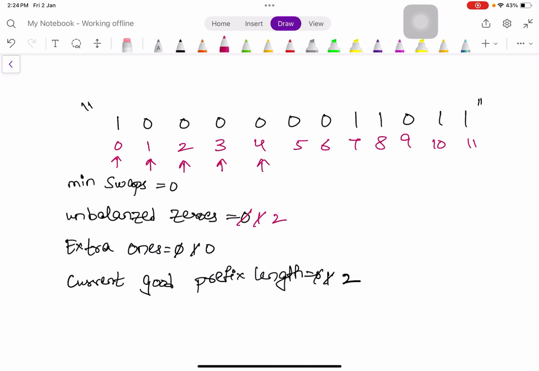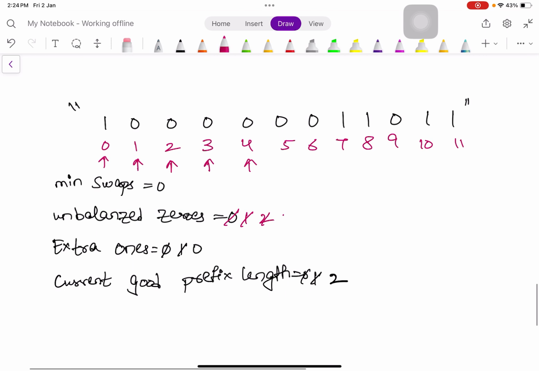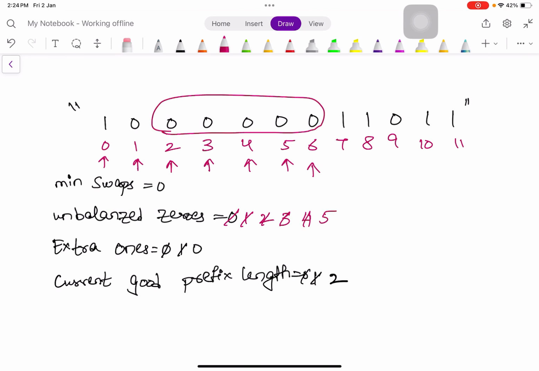Then at index 4 we have a 0. This is also unbalanced. So again this count becomes 3. At index 5 also 0, count became 4. At index 6 also 0, count became 5. So we have 5 unbalanced zeros.